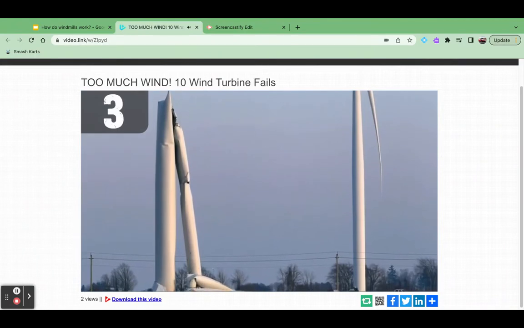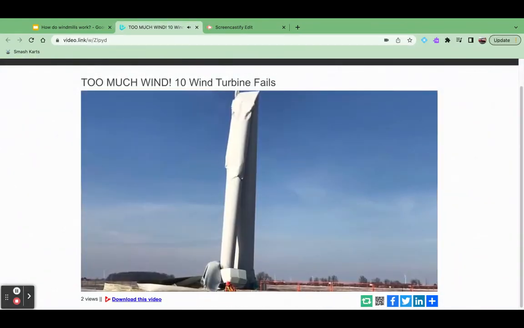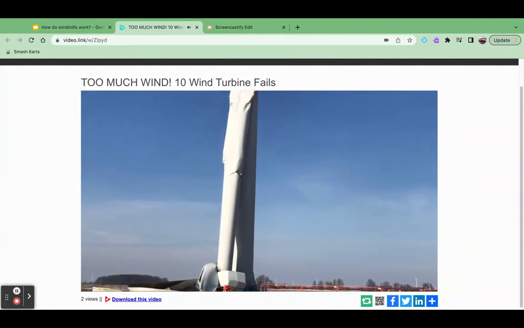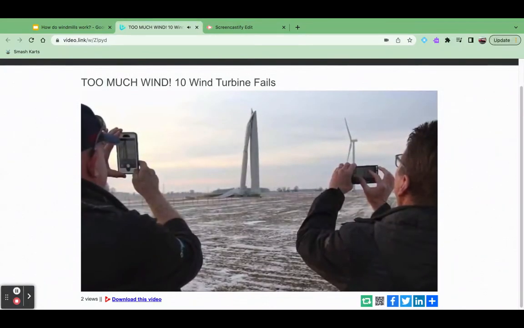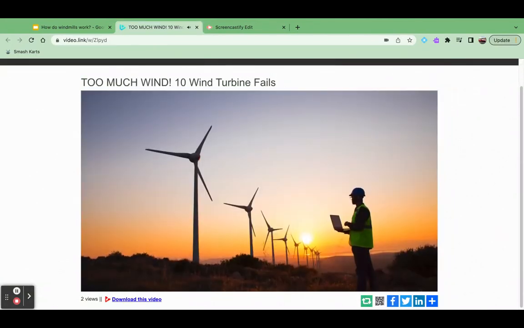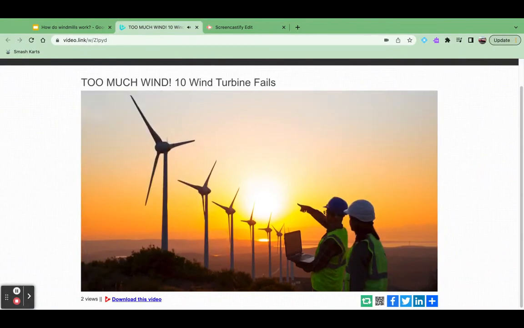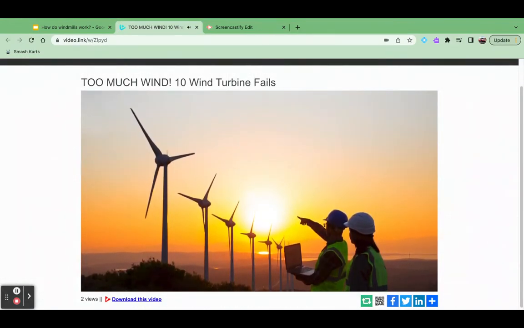Number 3. The buckled turbine of Chatham, Kent. When an industrial wind turbine completely buckled at Chatham, Kent on January 19, 2018, the safety of wind turbines was questioned by the media. The turbine was owned by Terraform Power, and they quickly brought in specialists to assess the situation. But the wind turbine buckled in such a strange way that the specialists were left baffled.